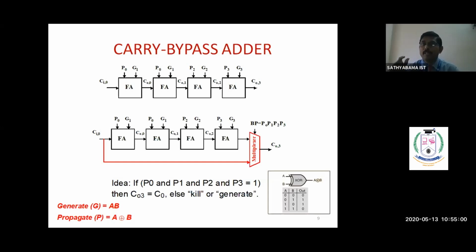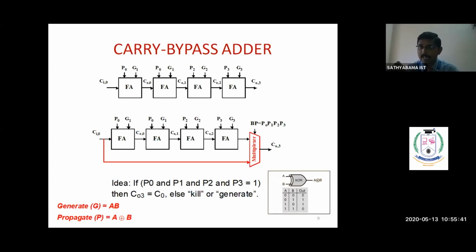Suppose A0 and B0 are 0, 1 or 1, 0. For that combination, the XOR gate produces a propagate of 1. In the case of an XOR gate, different input combinations produce output 1. If the output is 1 and the Cin value is 1, then definitely we will get the carry. So if all the propagate values are 1, the Cin value is directly bypassed to the second stage of the ripple carry adder. We need not wait for the conventional method of computing the carry value. So this is called the carry bypass adder.